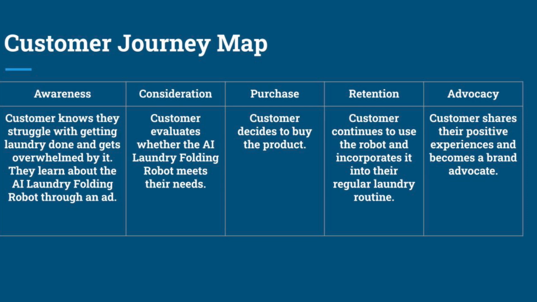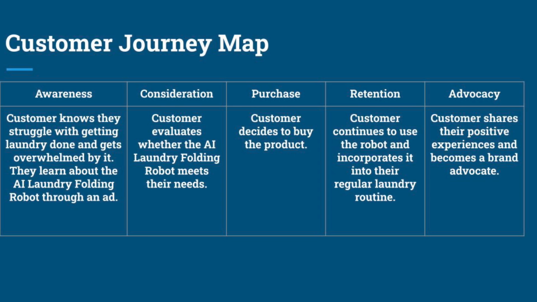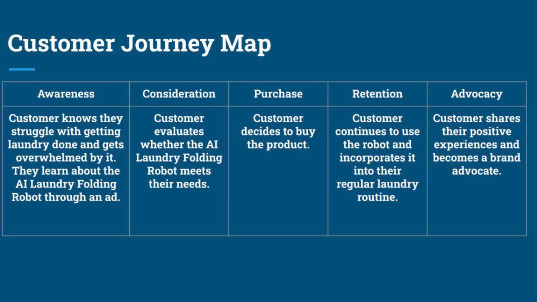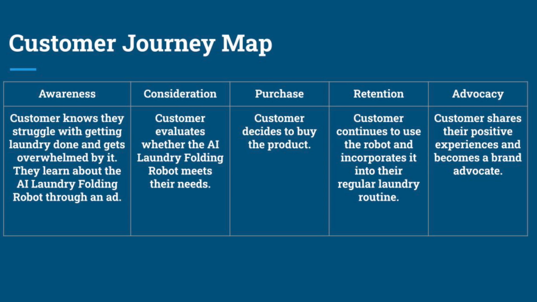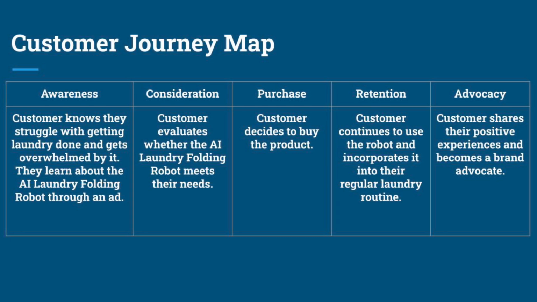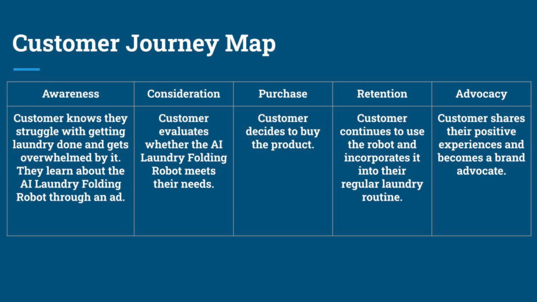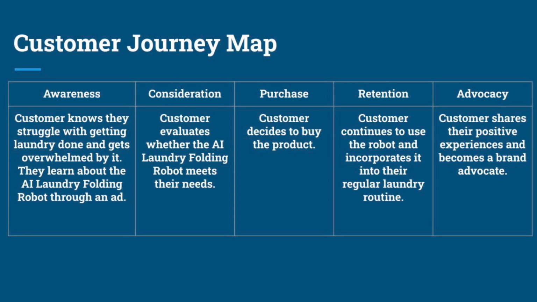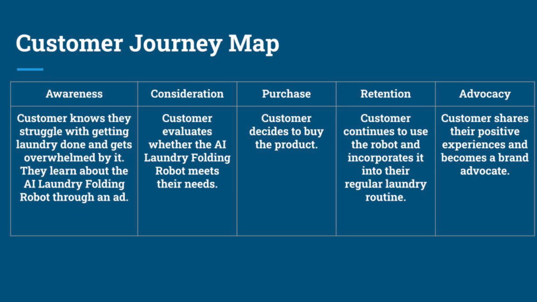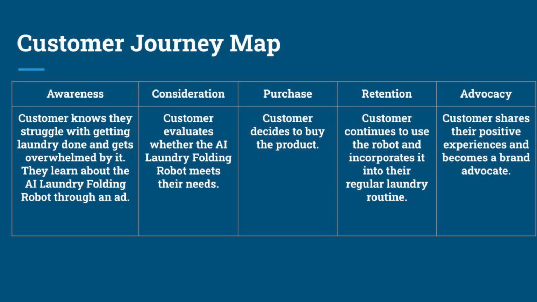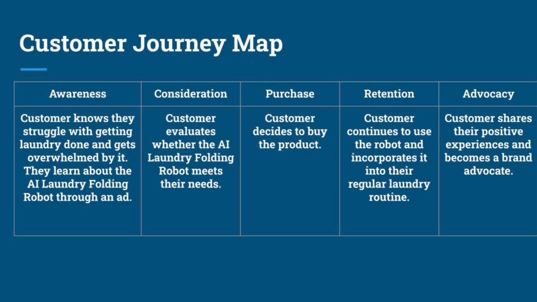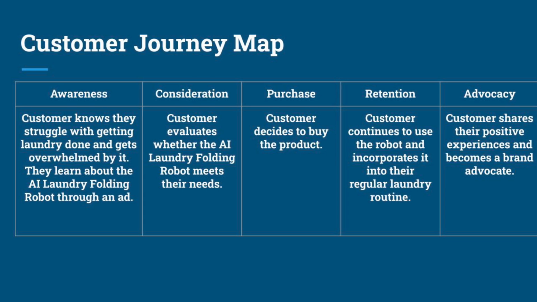Next up, we have our customer journey map. Within the customer journey, there are 5 stages: awareness, consideration, purchase, retention, and advocacy. For awareness, my first scenario was a customer knows that they struggle with getting laundry done and they get overwhelmed by it. They then learn about the AI laundry folding robot through an ad. They then take into consideration buying the robot, evaluating it based on whether it meets their needs or not. Once they determine if it meets their needs or not, they then decide to purchase it or not.